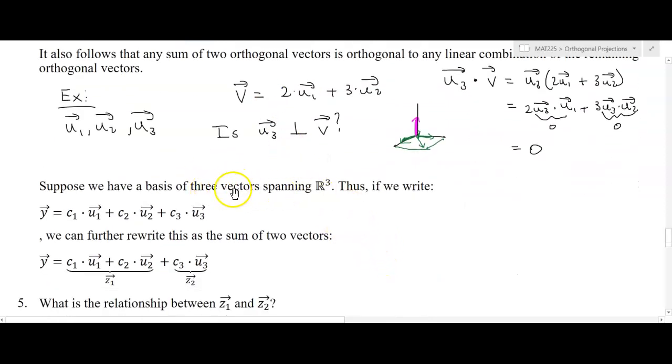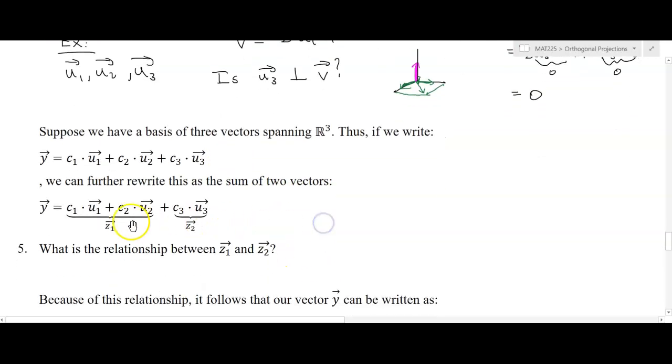So suppose we have a basis of three vectors spanning R3. Because we know it's a basis, and they're orthogonal, that means they're linearly independent, so some new vector y inside of R3 can be written as a linear combination of those three vectors. Now we can further break this down. Without loss of generality, let's call these two vectors added together z1, because that's a brand new vector. And we'll call c3 times u3 z2. That's, again, just a new vector. And we're adding those two vectors together to form y.